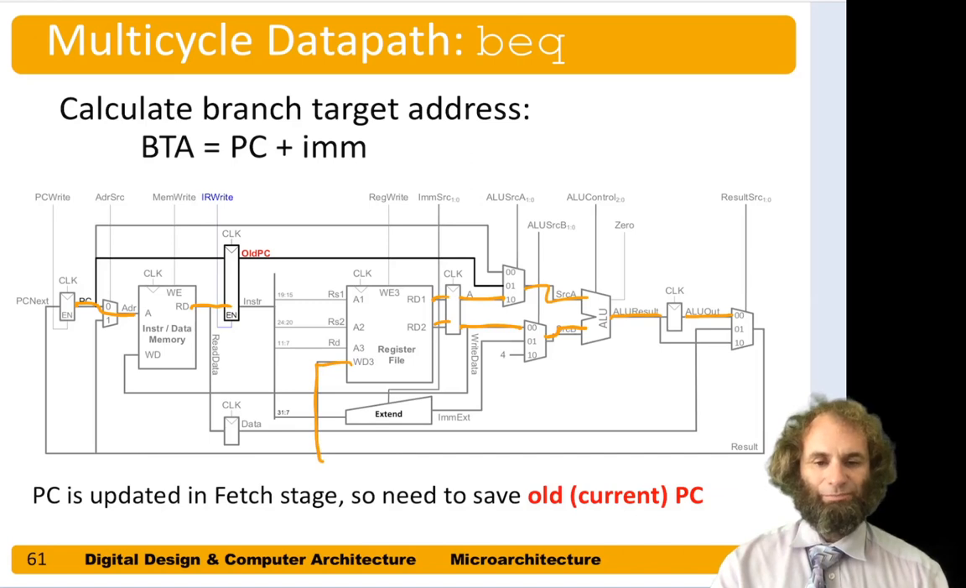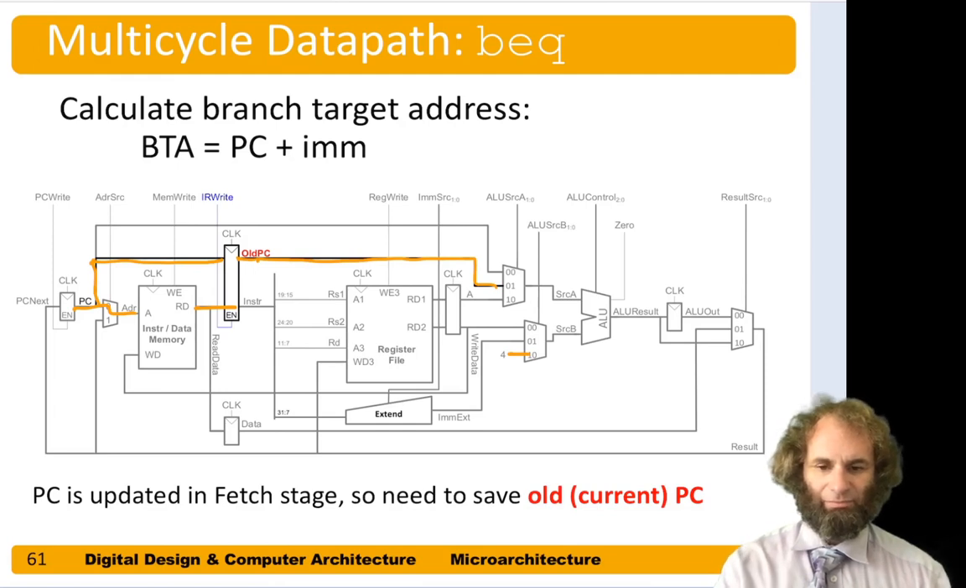For branch instructions, we need to calculate the branch target address, and we also need to decide whether to take the branch. So let's draw that on here. On the first step, we would read the instruction, but we could also capture the program counter.